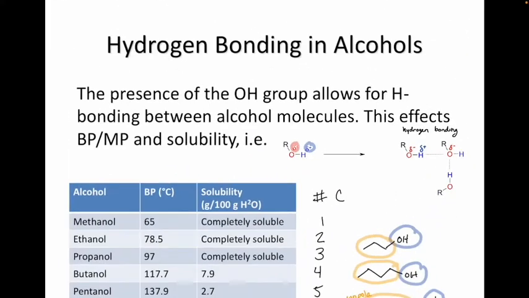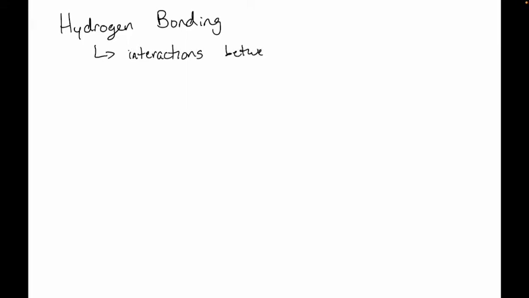And actually, on this hydrogen bonding topic, we've got to know some terminology here. Again, by hydrogen bonding, these are interactions between neighboring molecules.